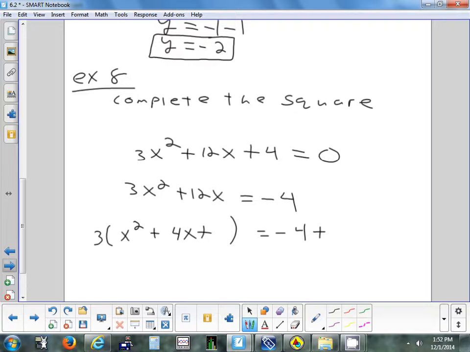So take half of this term and then square it. You don't always get back what you started with. Like if you took 6, half of 6 is 3, squared is 9. It just happens with a 4, when you take half of it, you get 2, and then you square it, you get a 4. So what am I going to add on the right?